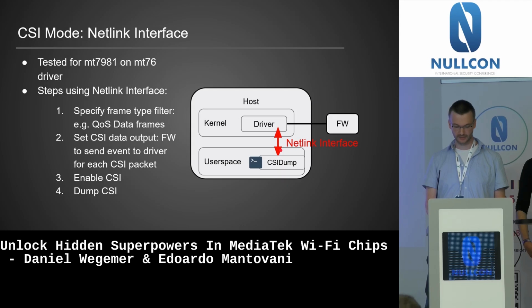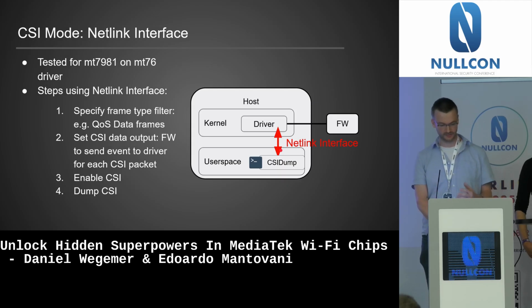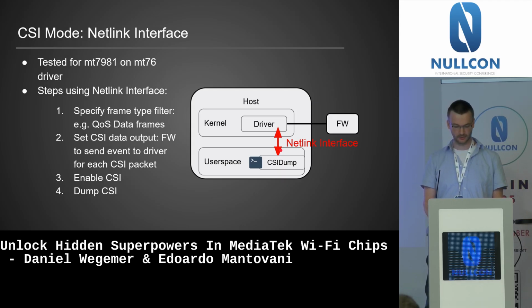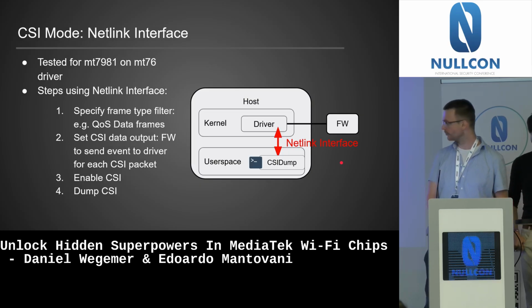So the block diagram for enabling this looks something like this. We tested it on MT7981 using the MT76 driver. In this case, we are not using IOCTL, but the netlink interface. The steps we need to do are basically: we set up the filter for the frames we want to receive, in this case QoS data. Then we need to say, once you receive these frames, how should they come to the kernel? In this case, we just say every time a CSI data is received, we send an event back to the driver, and then at the end we can enable the CSI mode and dump the data.